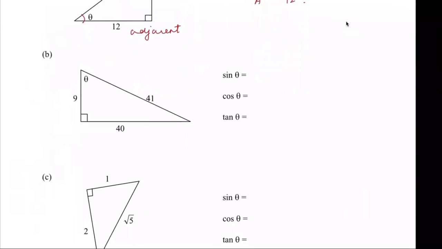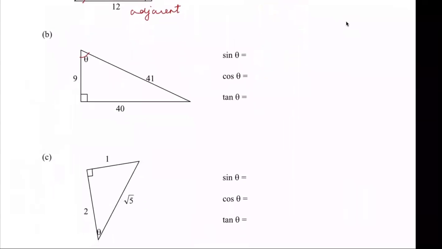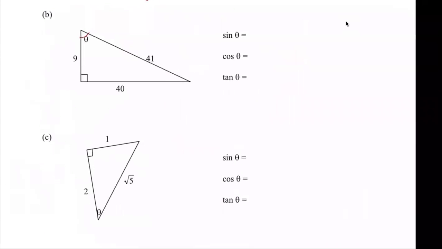Part B. This is theta. Again, let's identify the opposite side, adjacent side, and hypotenuse first. This is the opposite side because this is the side that's further away from theta. And 9, this is the adjacent side. And 41 is the hypotenuse.